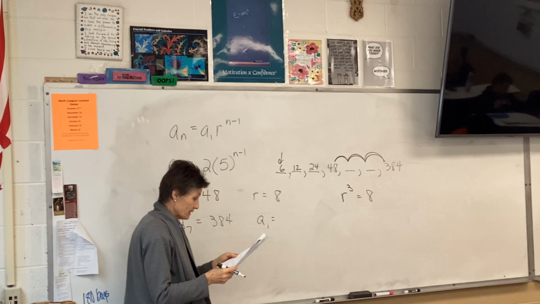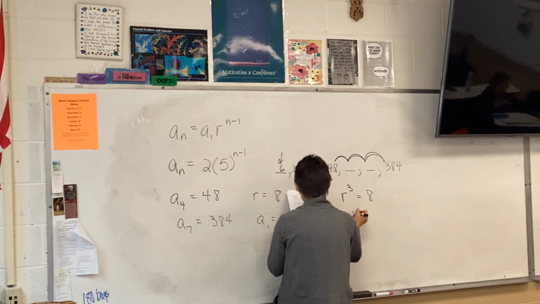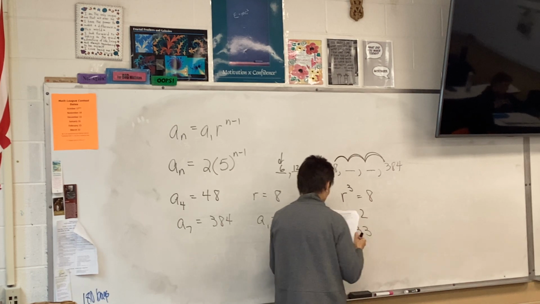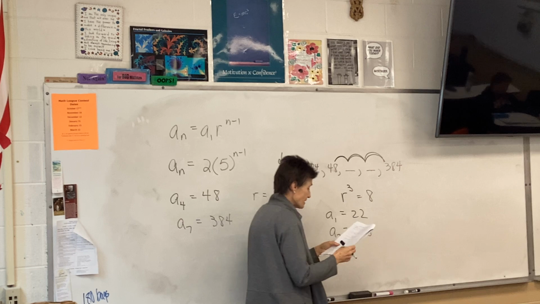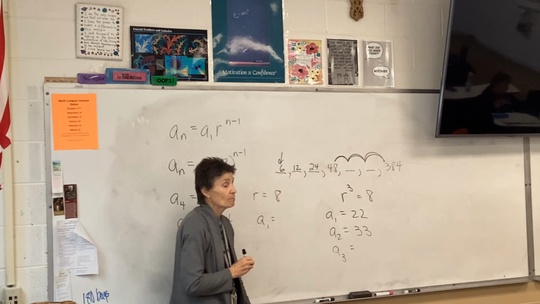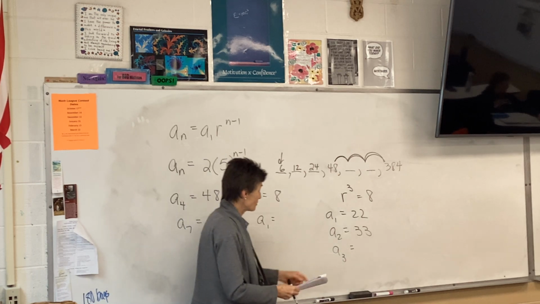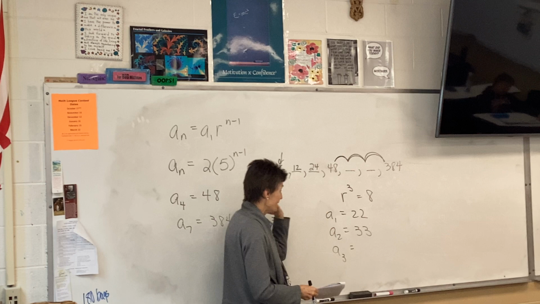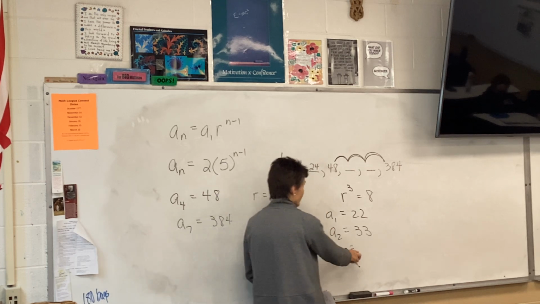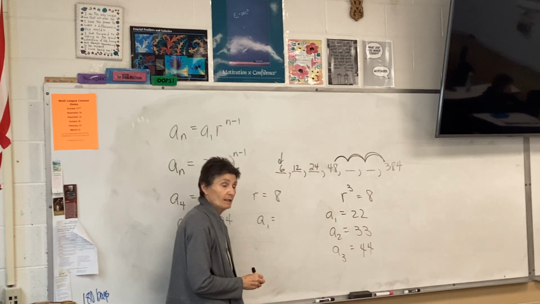All right, perfect. For a given sequence, a sub 1 is 22 and a sub 2 is 33. Find a sub 3 if the sequence is arithmetic. They didn't tell us which it was. So now they're saying here's the first and second term. It's arithmetic. So what's that going to be? 44, because all you're doing is adding 11.